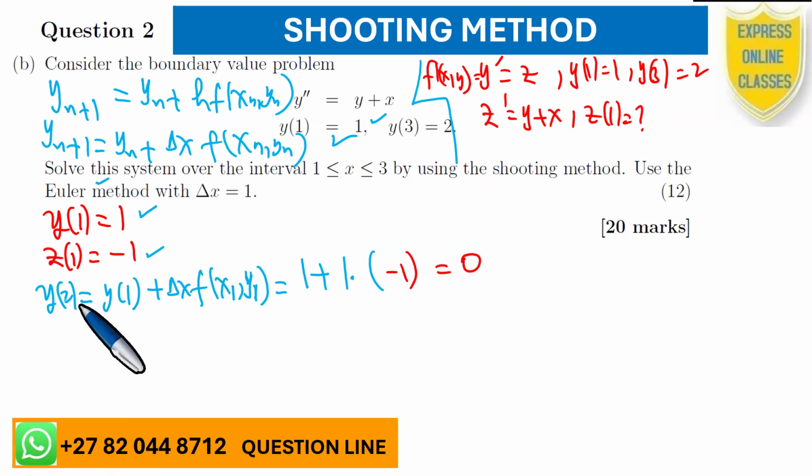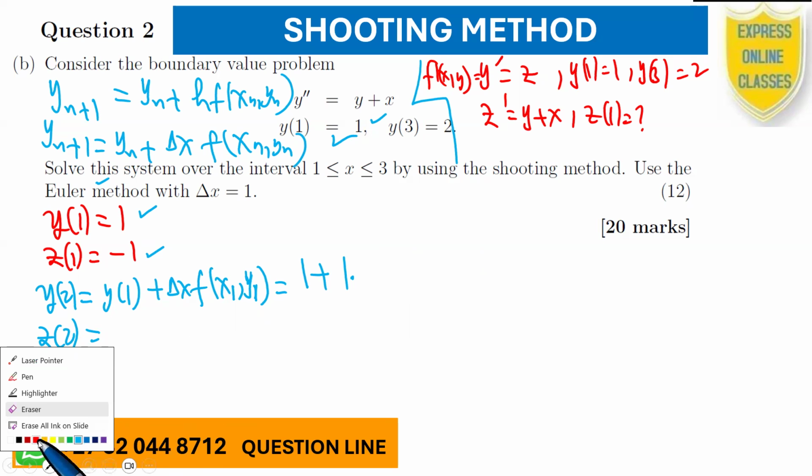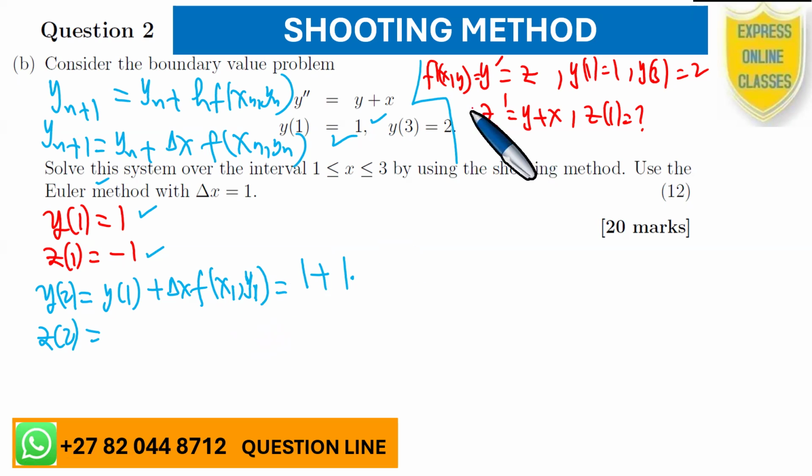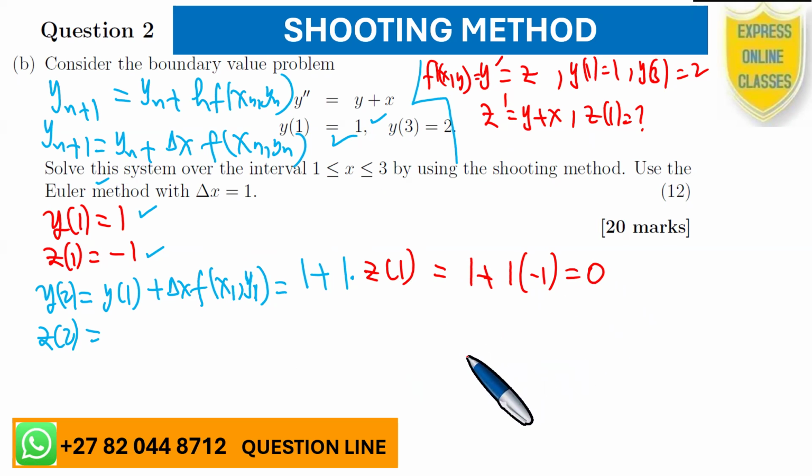Then you're going to do Z2. The question is, what becomes Z at 2? Why do we need Z at 2? Let me write a trivial step here to give this more context. This one is f. f is y prime, always in this module. Then y prime is Z. So this one is going to be Z at 1 plus 1. Z at 1 is negative 1. So we continue.